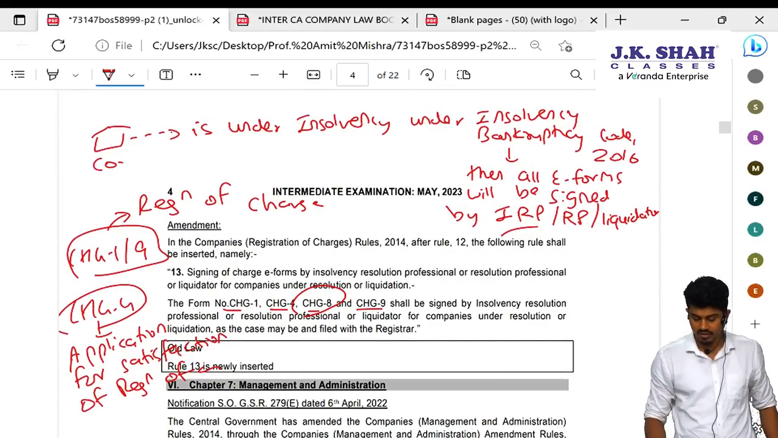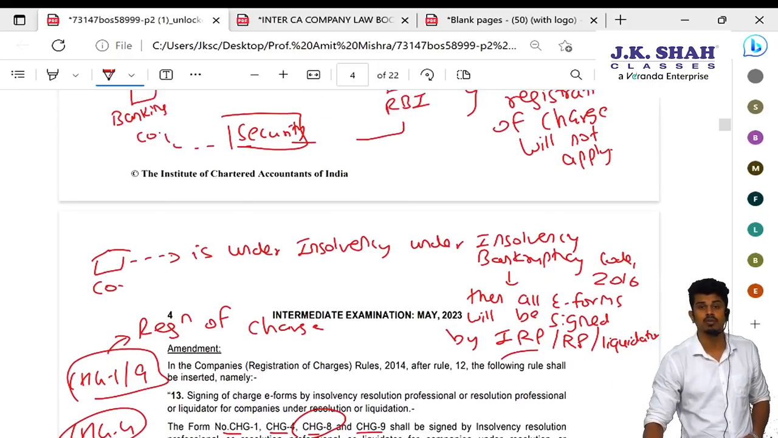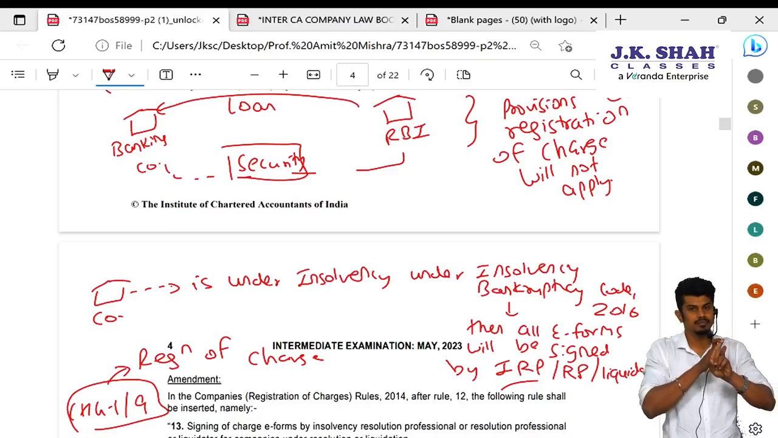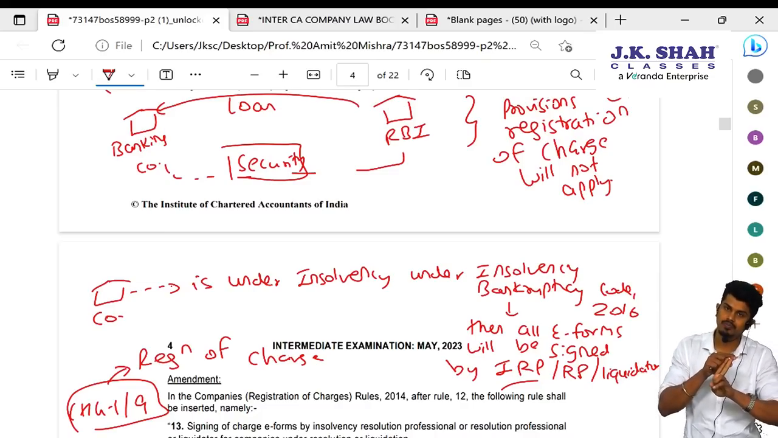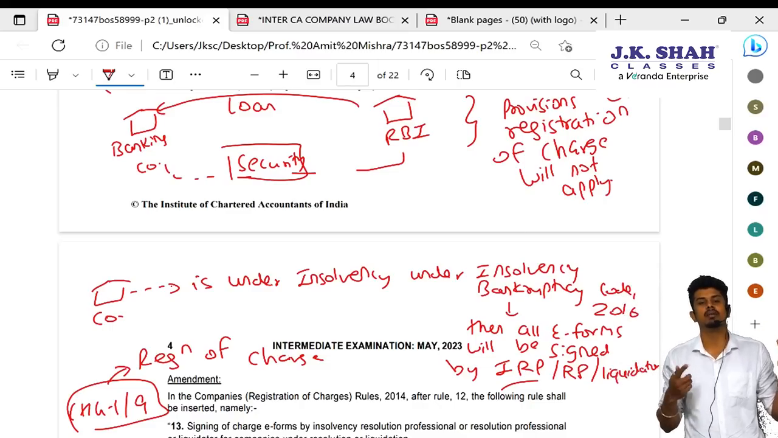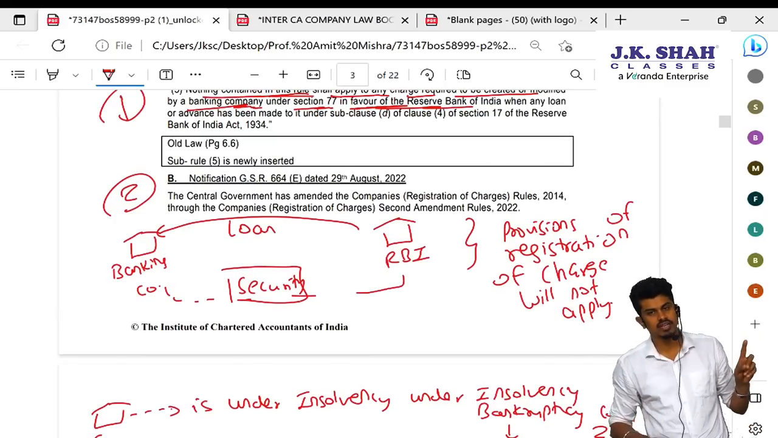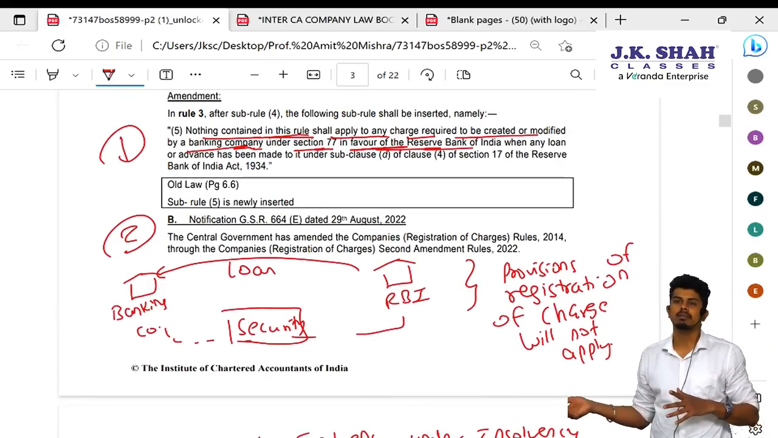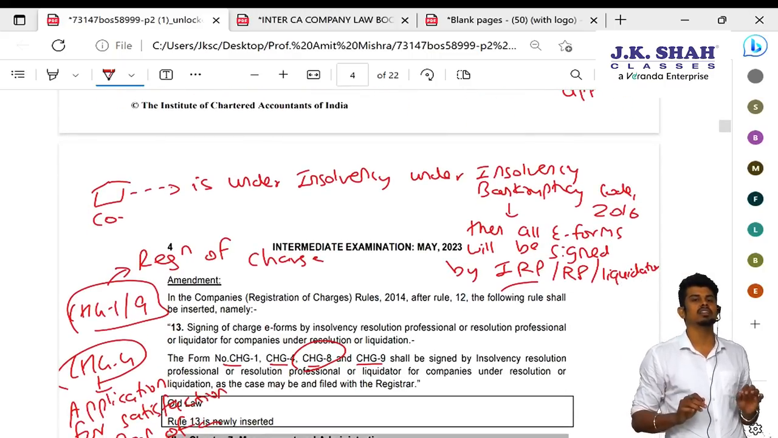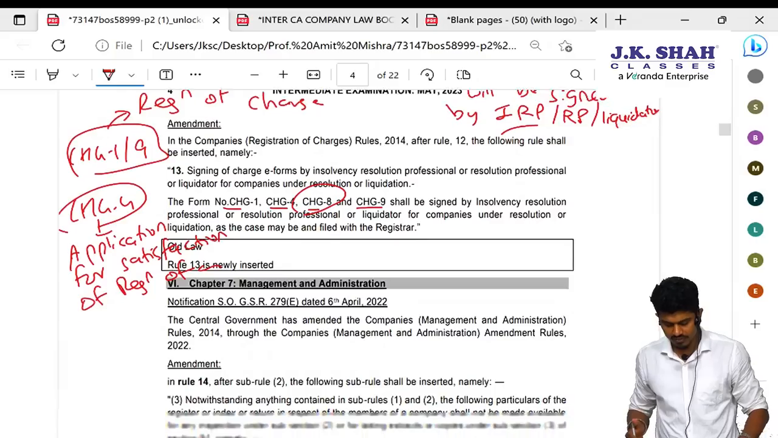Okay. So this is again an important amendment of this particular chapter, that is registration of charges. There is one amendment in unit 1, one amendment in unit 2, one amendment in unit 3, no amendment in unit 4, one amendment in unit 5, deposits, repeat 3, auditor, and two amendments in registration of charges. The first one is charges created in favor of RBI by the banks, there is no need to register those charges. And the second one is, if the company is under liquidation, it will be signed by the insolvency resolution professional or resolution professional or liquidator of the company.